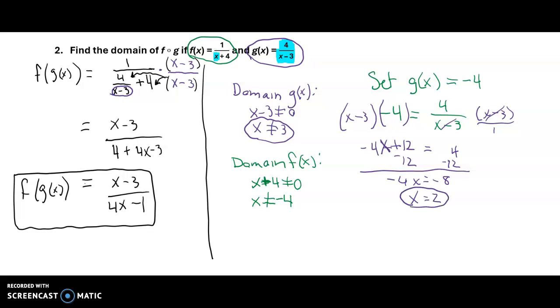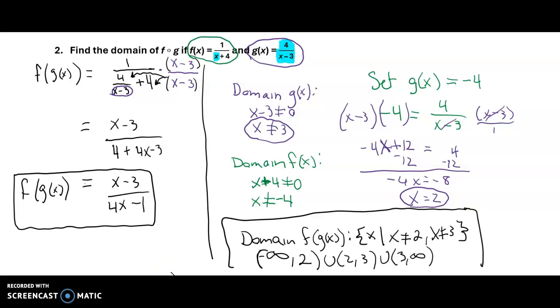So I circled from the domain of g, x can't be 3. From setting our function g of x equal to negative 4, which is the restriction on the domain of f of x, we get x is 2. So our domain for f of g of x is all x values in the real numbers where x is not 2 and x is not 3. We can also write that in interval notation. As you can see here, we have our answers in both interval notation and set notation.